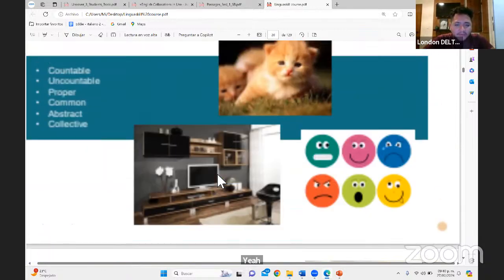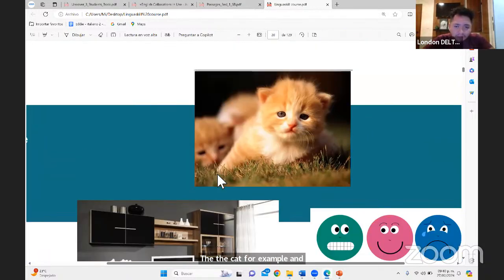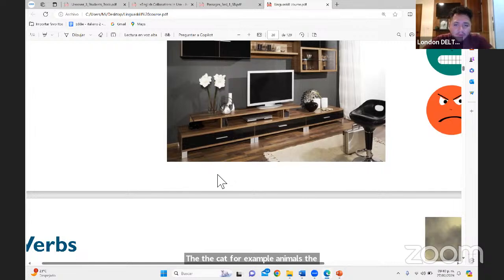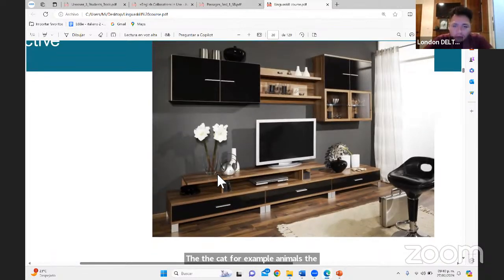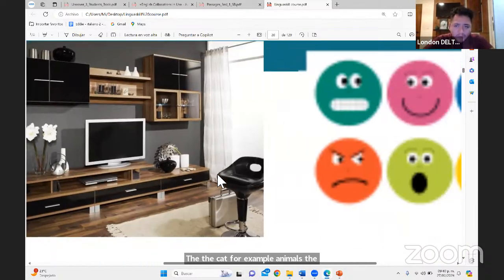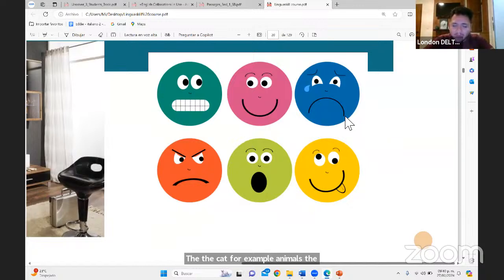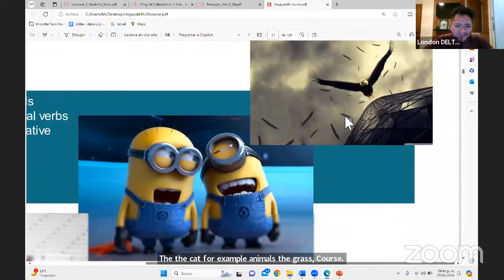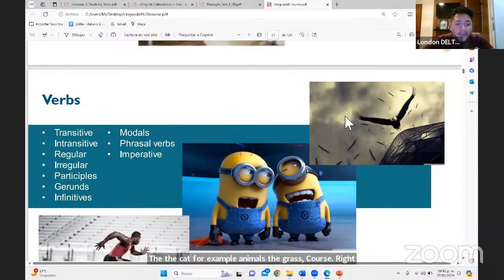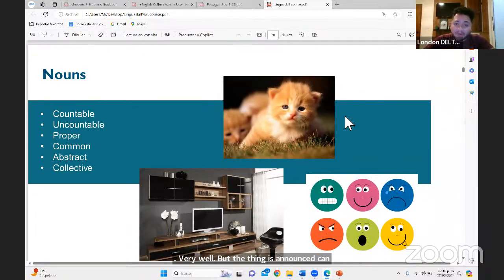the cat, for example, animals, the grass, todo lo que vemos aquí en esta imagen, todos esos son sustantivos, cosas. Los sustantivos son cosas, right? Very well. But the thing is that nouns can also be abstract things, cosas también que son abstractas, no son tangibles, right? For example, some feelings, love, el amor, hatred.